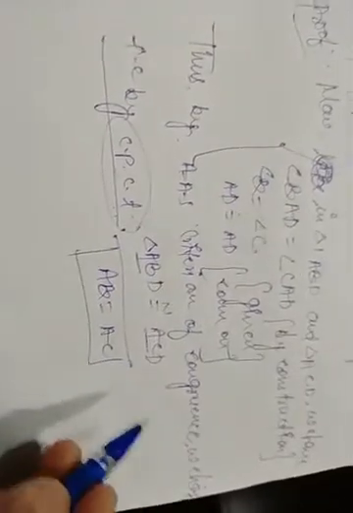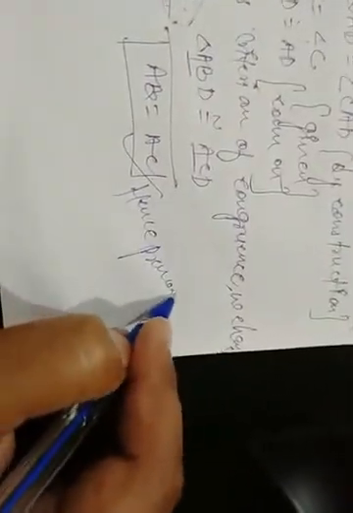Hence we can say that if two angles of a triangle are equal, then the sides opposite to them are also equal. That is, AB is equal to AC. We had to prove it. Hence proved that theorem.